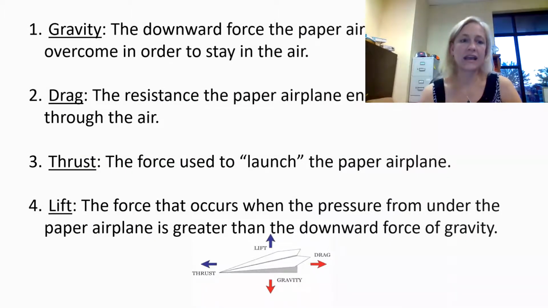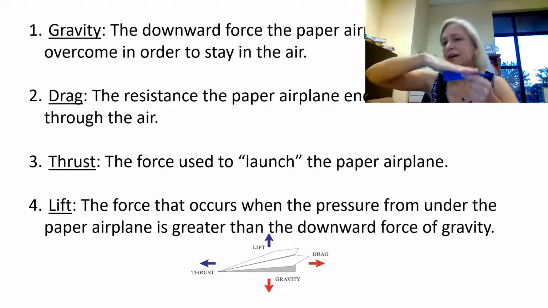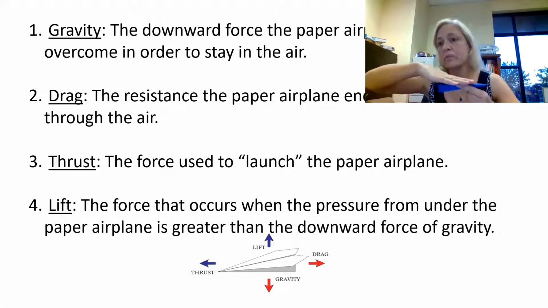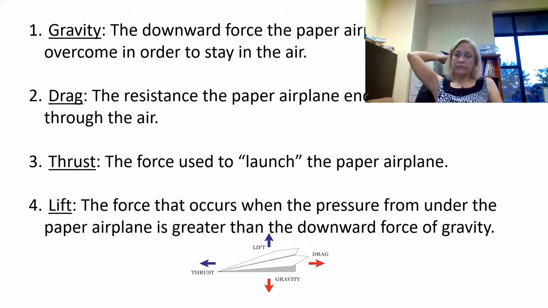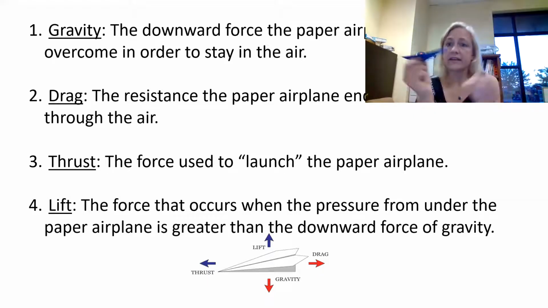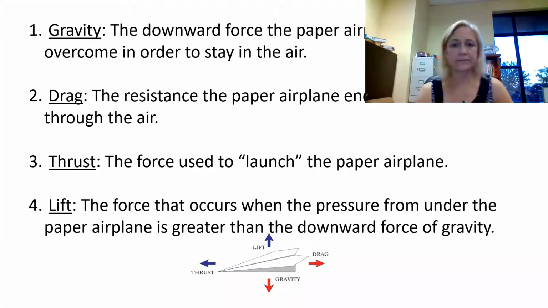So the 4 forces are lift, drag, thrust, and gravity. Gravity is the downward force that the paper airplane encounters. As we all know, gravity pushes down on objects, pulling them towards the center of the earth. Drag is the air resistance that the airplane encounters as it flies through the air. Thrust is the force and energy given to the airplane as we launch it. Lift occurs when the pressure from under the paper airplane is greater than the air pressure above it, pushing the airplane upwards. Okay?